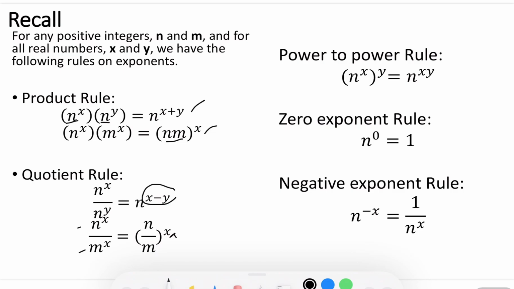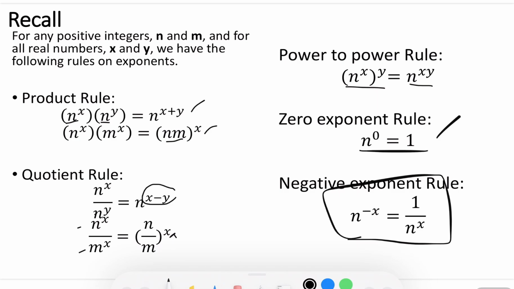Power to a power rule. If we have this, we can just multiply x and y. And of course, the zero exponent rule: any non-zero number raised to 0 is always 1. And if we have n raised to negative x, for a negative exponent, the rule is it changes position from numerator to denominator or denominator to numerator.